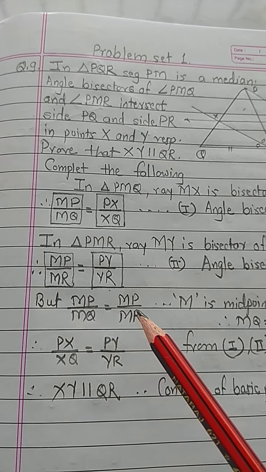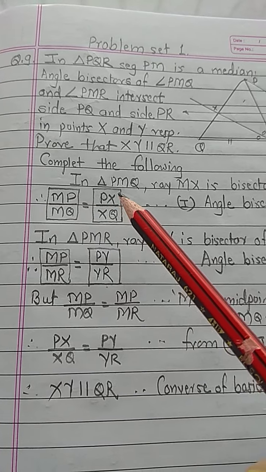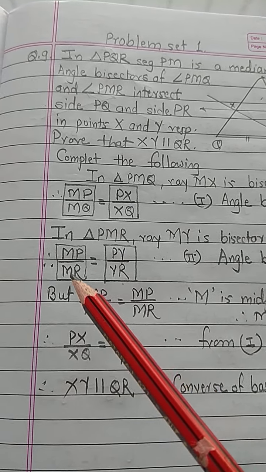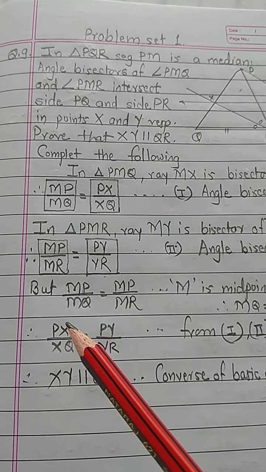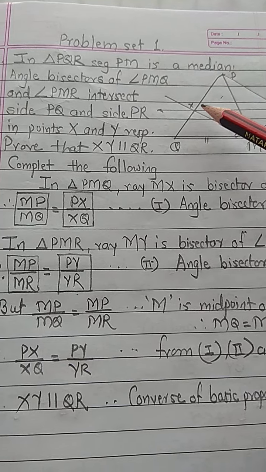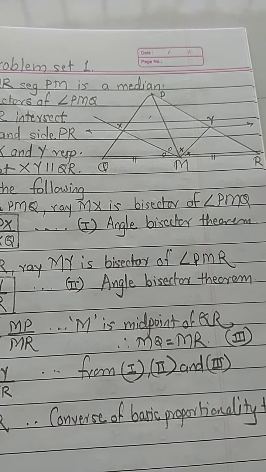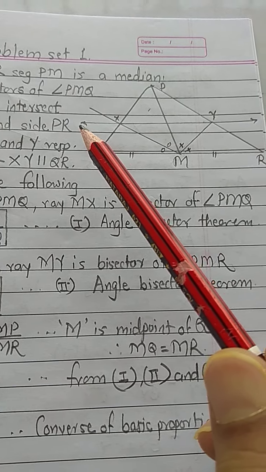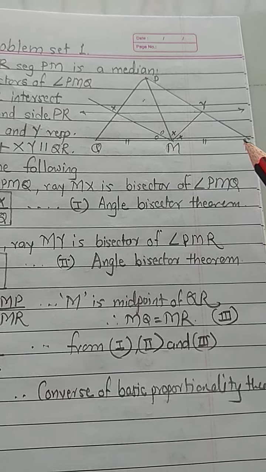As QM and MR are same and MP and MP is same here, we can write MP upon MQ equal to MP upon MR. But this MP upon MQ is equal to PX upon XQ, and this MP upon MR is equal to PY upon YR. See, PX upon XQ is equal to PY upon YR. Then by converse of basic proportionality theorem, we can write that line XY is parallel to line or segment QR. Okay.